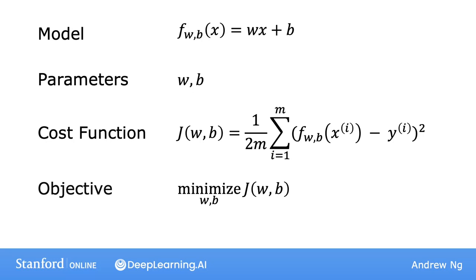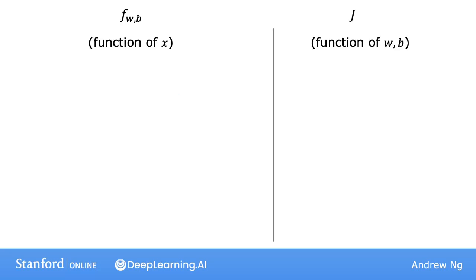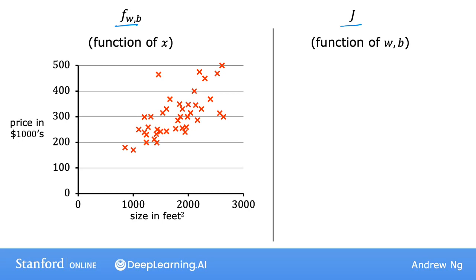In the last video, we had temporarily set b to 0 in order to simplify the visualizations. But now let's go back to the original model with both parameters w and b, without setting b to be equal to 0. Same as last time, we want to get a visual understanding of the model function f of x, shown here on the left, and how it relates to the cost function J of w, b, shown here on the right. Here's a training set of house sizes and prices.